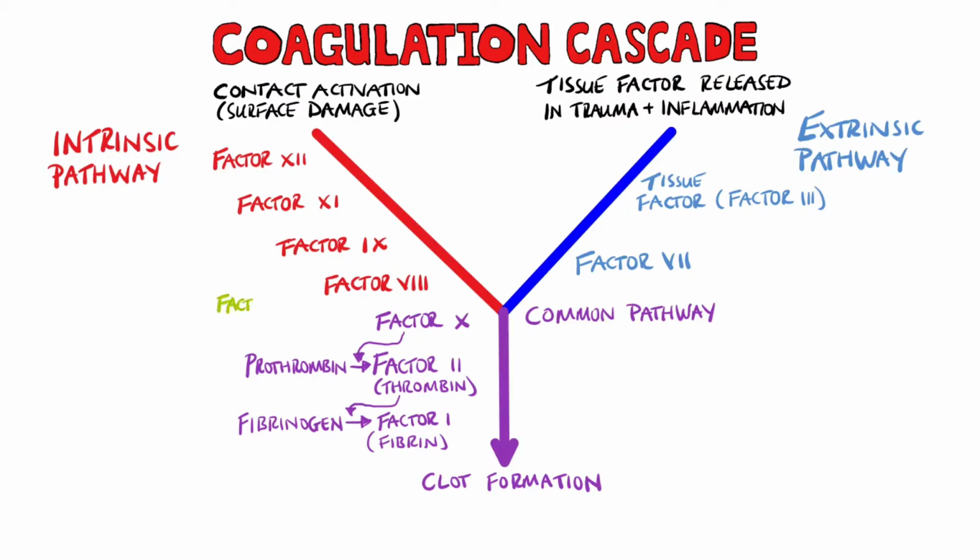As a side note, factor 5 is a cofactor, while the other factors are enzymatically active, and activated factor 5 is needed alongside calcium in order for activated factor 10 to convert prothrombin into thrombin.